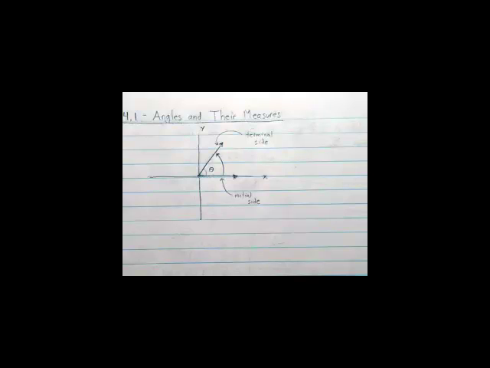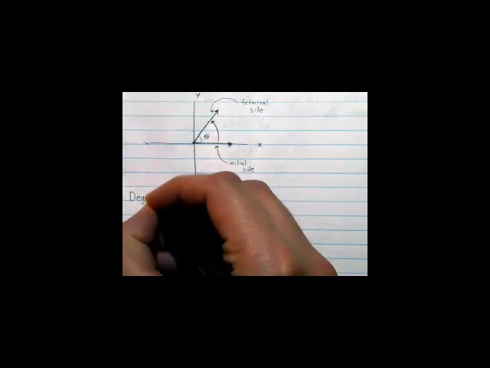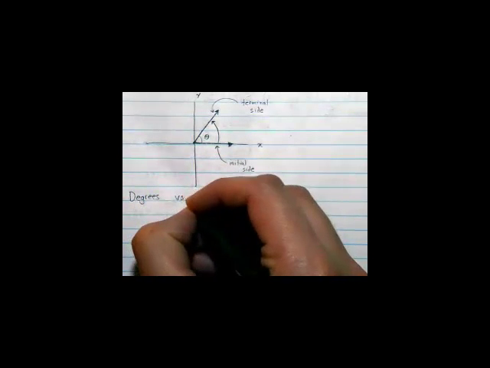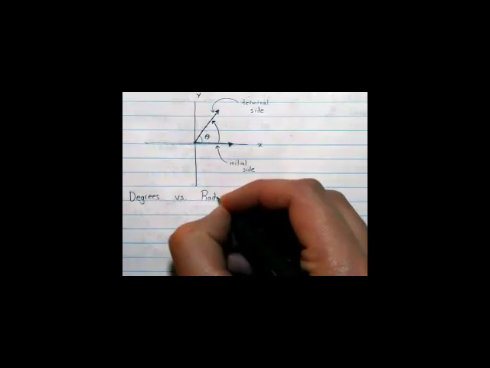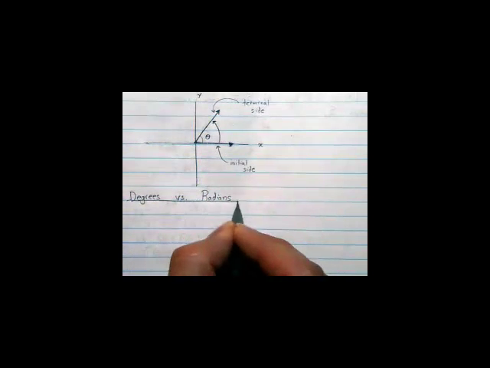So the first thing I want to talk about specific to this section is degrees versus radians. You guys are probably a little bit more used to degrees than radians, so I'm going to start there. Does anybody know why we have 360 degrees in a circle? Yeah, it's highly divisible. That's basically it.